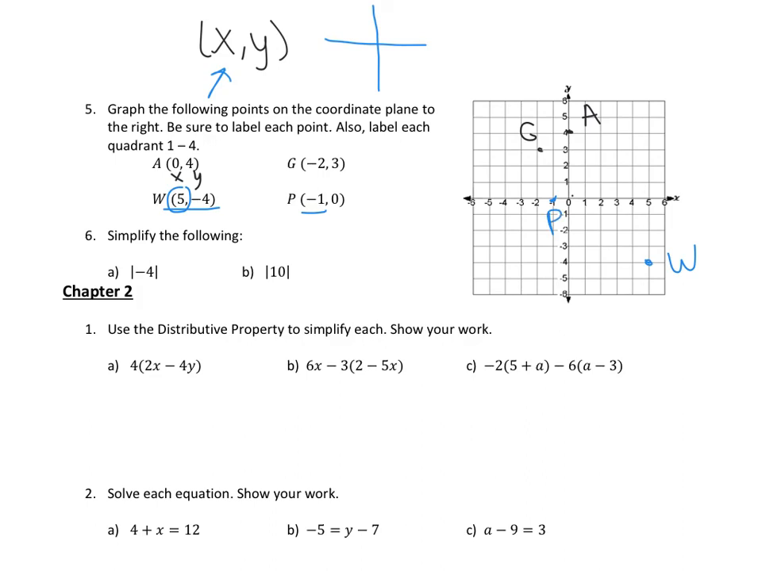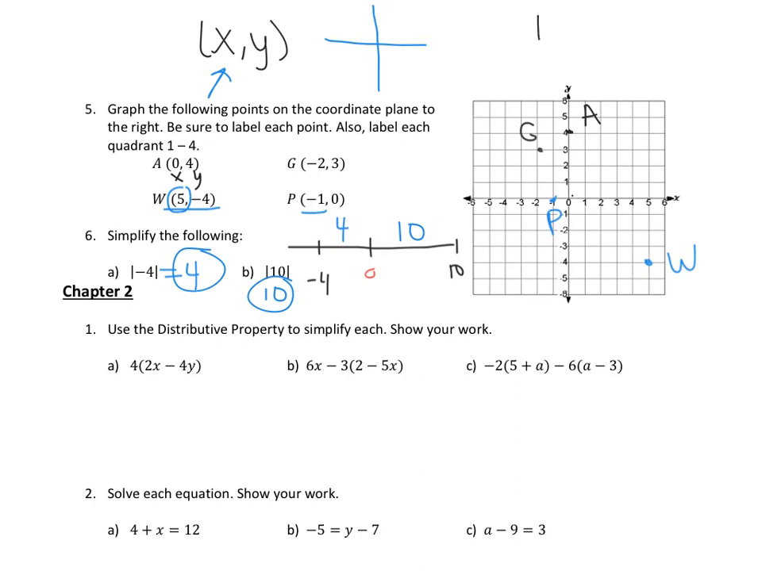So make sure you know how to plot points. And the last part is given an absolute value. So absolute value is the distance a number is from 0 on a number line. So the distance between 0 and negative 4 is 4. So the absolute value of negative 4 is 4. The distance between 0 and 10 is 10. So the absolute value of 10 is 10.